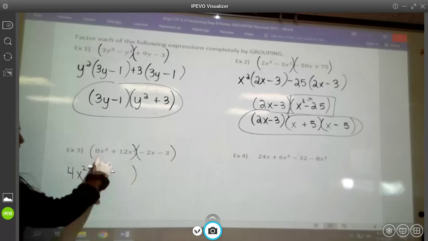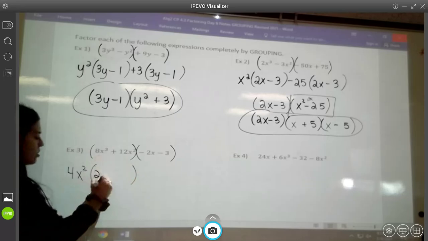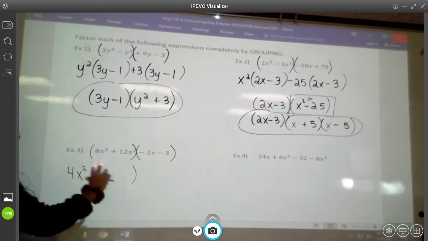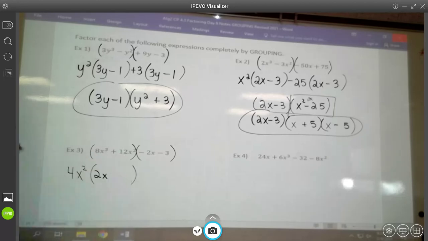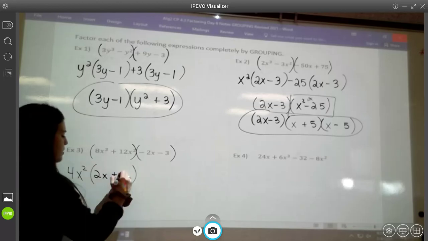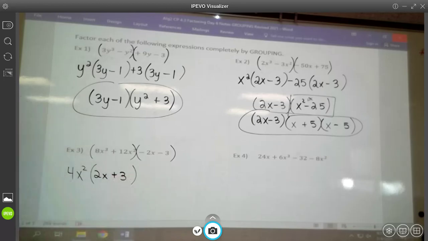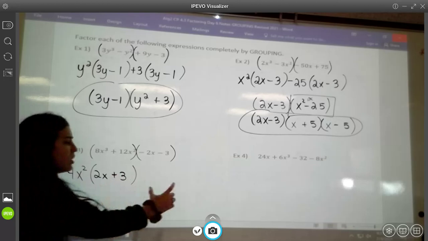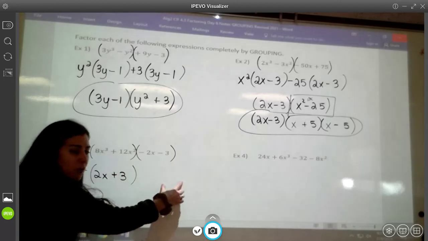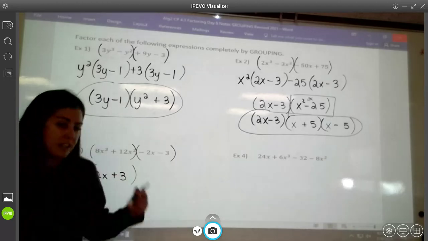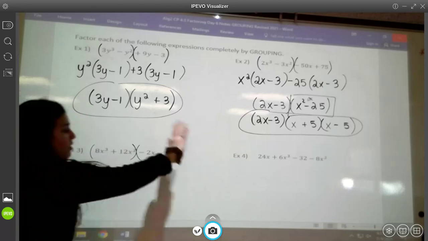4x squared times what gets you 8x to the third? 2x. 4x squared times what gets you a positive 12x squared? Plus 3. So again, once you see this, you kind of know what you're shooting for in the other parenthesis, but don't force it if it's not meant to happen.